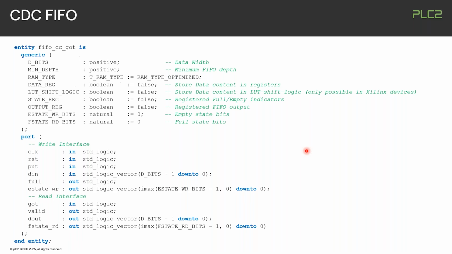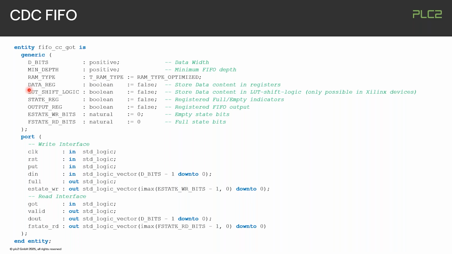So let's have a look at the interface of our FIFO. I'm taking the example of FIFO CC GOT. The CC stands for common clock, so it's an implementation with just a single clock running on both sides, producer and consumer side. We specify the number of data bits. We specify the minimum depth. As I said, it's usually rounded up to a power of 2. That's the number of words. Here we see the RAM style, which you can override with a different style in case you want to go to BlockRAM, LUTRAM, whatever you like.